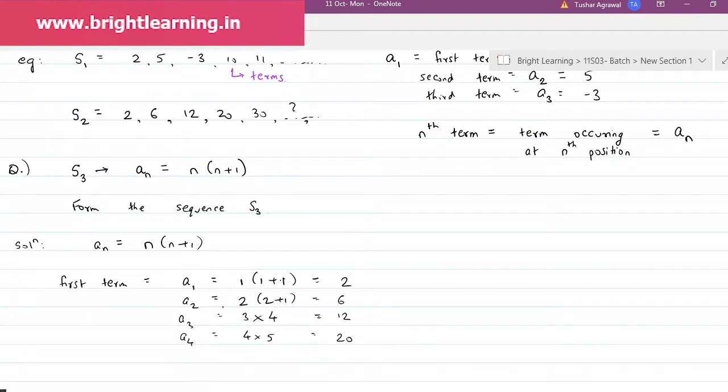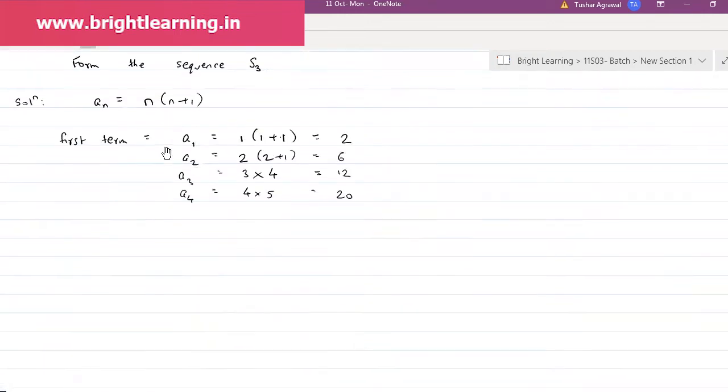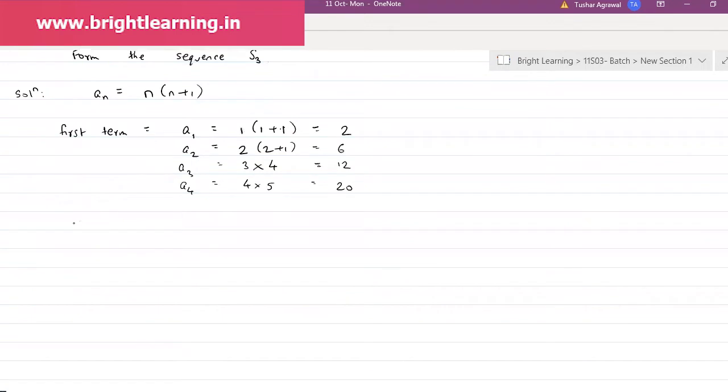And so on and so on. So you can write the general term as follows. The general term you can write up to any number of terms: 2, 6, 12, 20, dot dot dot, an, where an is given by n multiplied by n plus 1.